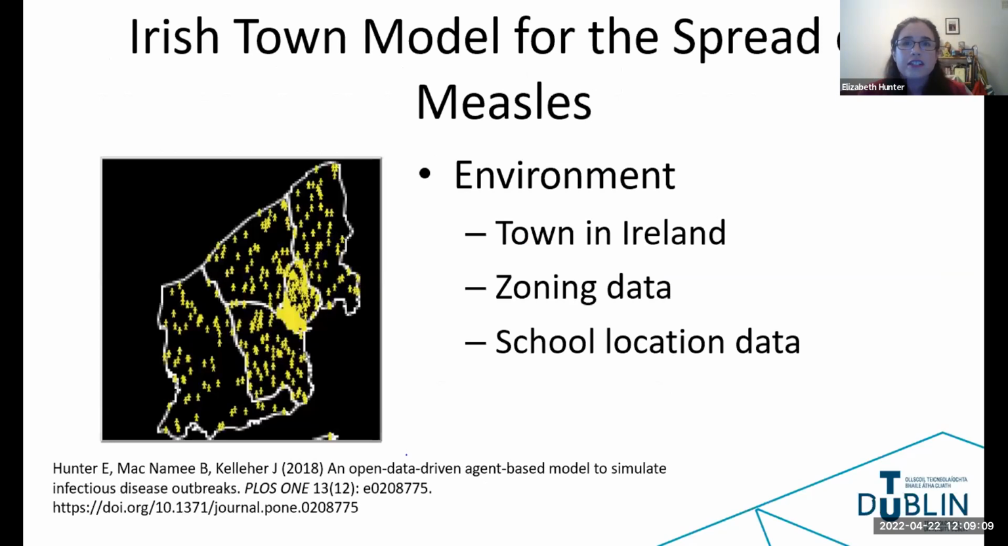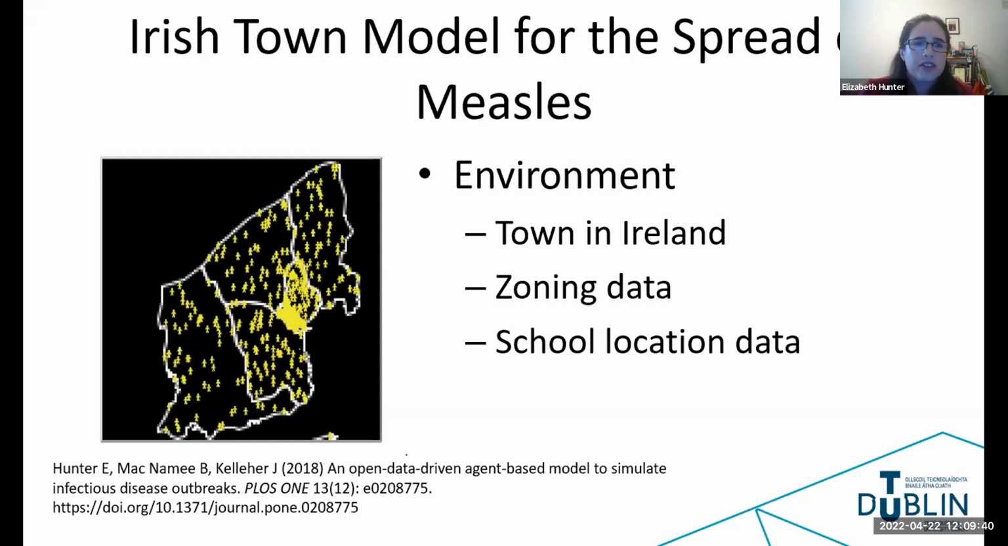And so the first model that we created was a model for Irish towns, and we looked at the spread of measles within those towns. So the first component, our environment of the model, we created a town in Ireland. And so this picture on the left is a picture of the town created in that model. It's a town of Skull, Ireland, which is one of the first towns we modeled. It's a town of about 1,000 people in West Cork, which is in the southwest of Ireland.